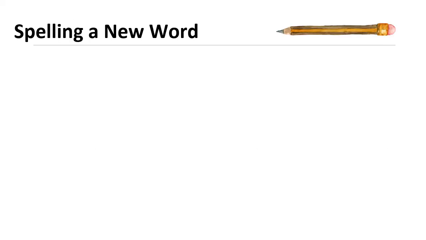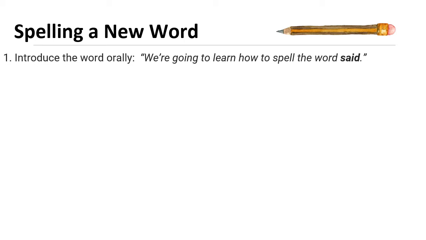So when I introduce teaching students how to spell a new red word, I tend to go through a similar process. So the first thing I do is I introduce the word orally first. I don't show it to them right away. And I'll tell them what we're learning to spell. So I have a little script here to walk you through the steps. So if I were teaching the word said to students, I would just say, today we're going to learn how to spell the word said.